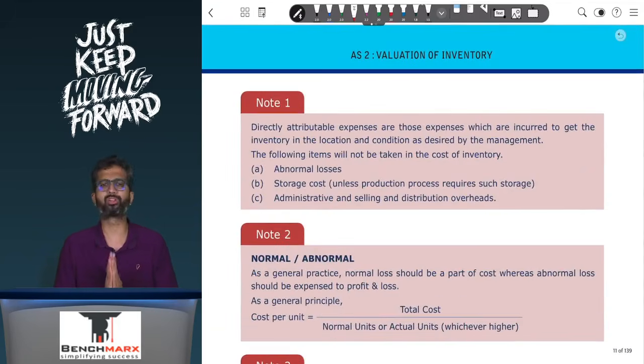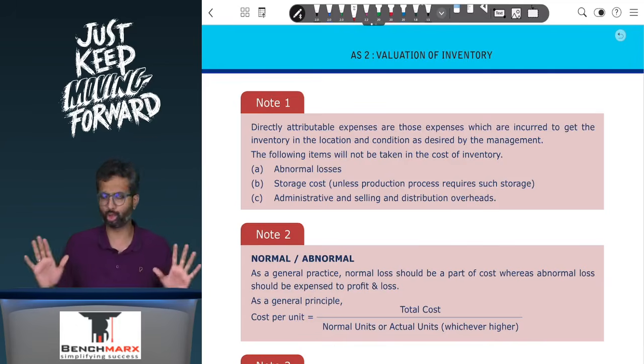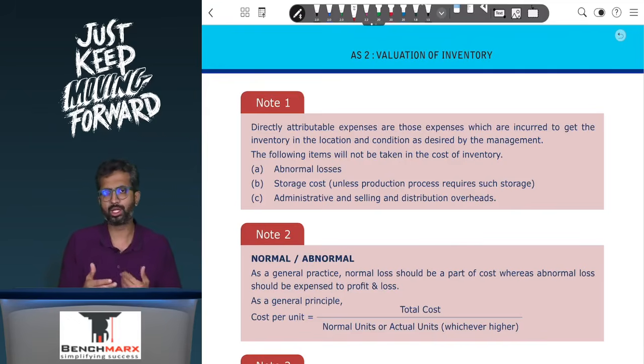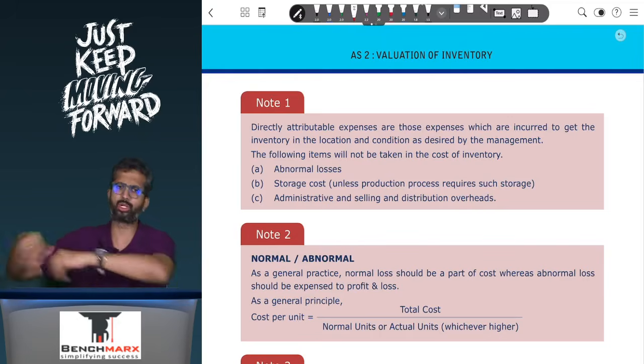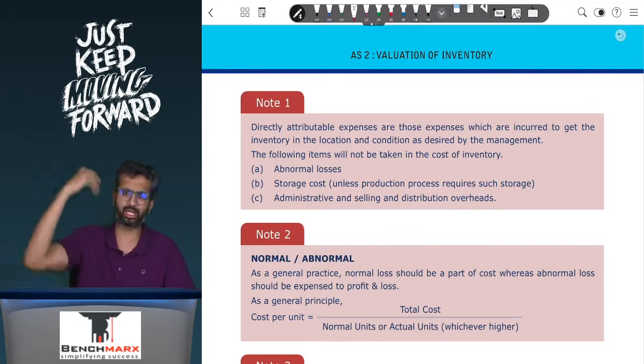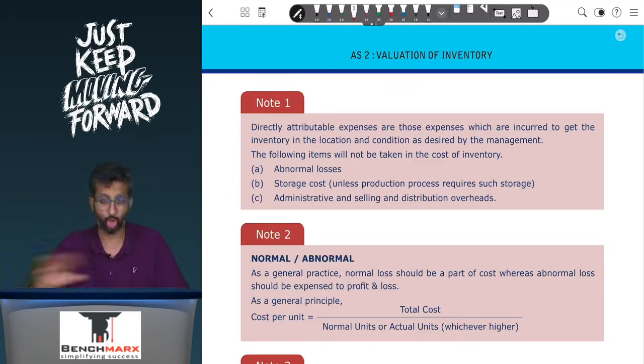Now there are a few special features that you need to remember. First, when you calculate the cost, there are three specific items which will not be a part of cost. First, administrative, selling and distribution, and general overheads, whether fixed or variable, will not be a part of cost. Second, storage cost. Usually storage cost does not really result in a change in the condition of inventory as you desire. So if you just buy the inventory, store it, and once the customer likes it, they take it away, there's no desired change. Storage cost should not be capitalized.